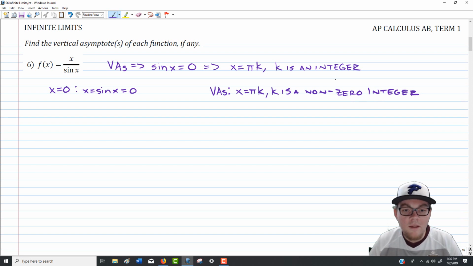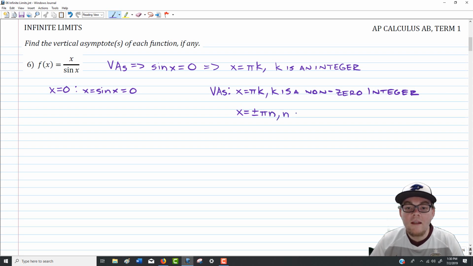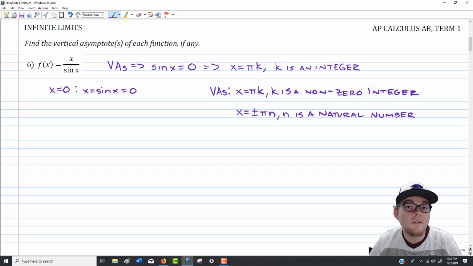There is one other way that you could say it, although I do like that particular answer. You could say instead that instead of x equals pi k, you could say that x equals plus or minus pi times n, where n is a natural number. And I bring this up just because it's one of those small, I'd say a weak spot in mathematics education, at least as far as I can see, is we oftentimes forget about the different types of numbers that are out there.